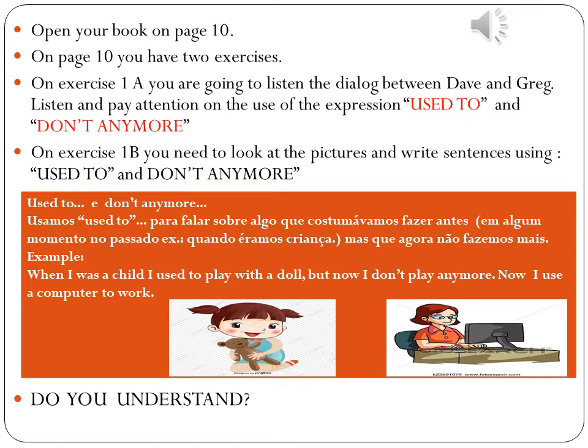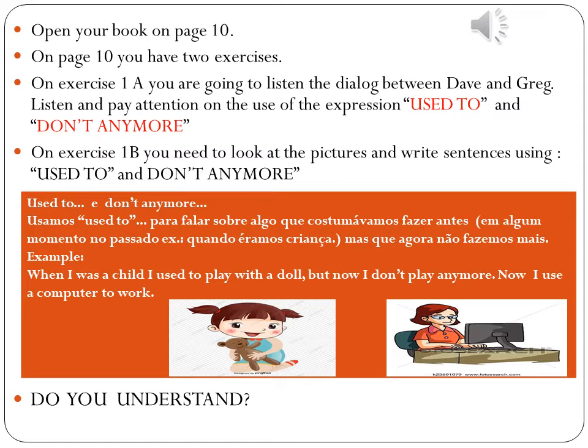Open your book on page 10. On page 10, you have two exercises. On exercise 1A, you are going to listen to the dialogue between David and Greg. Listen and pay attention to the use of the expressions "used to" and "don't anymore." On exercise 1B, you need to look at the picture and write sentences using "used to" and "don't anymore." Pay attention. Used to and don't anymore.